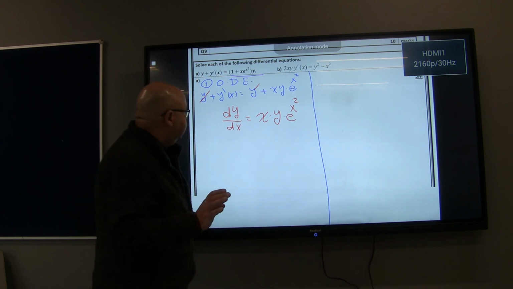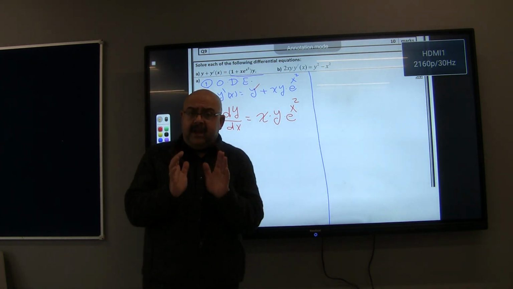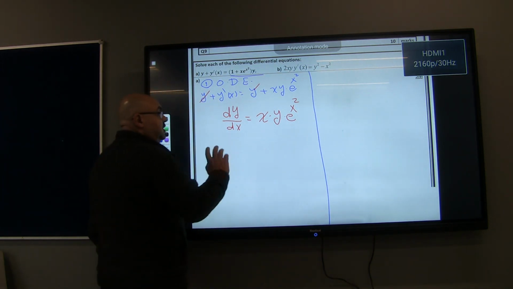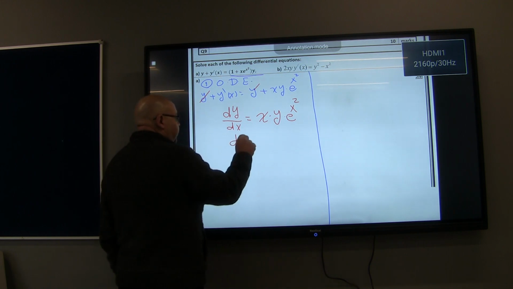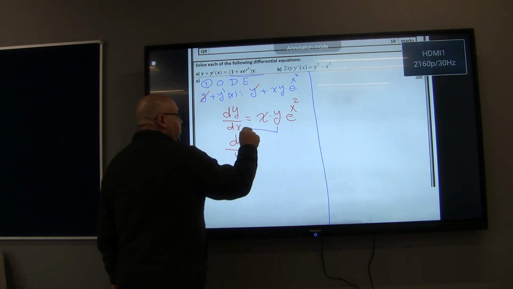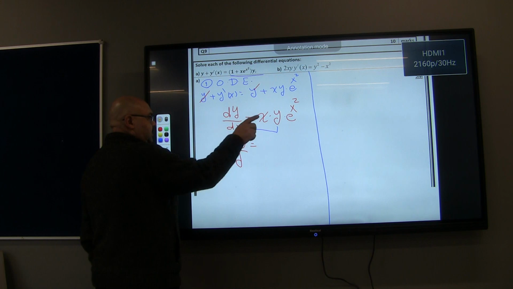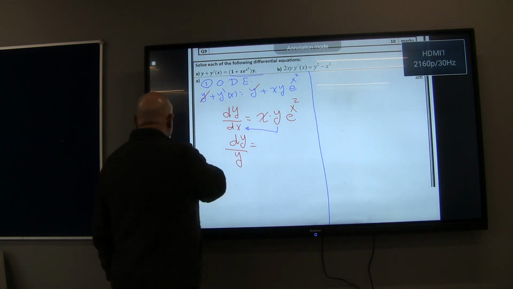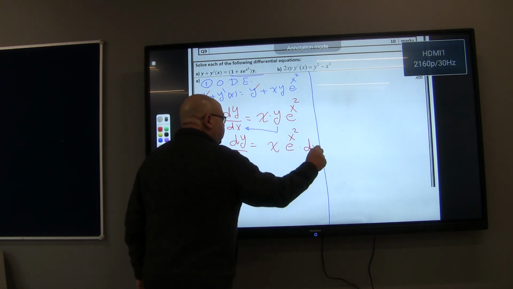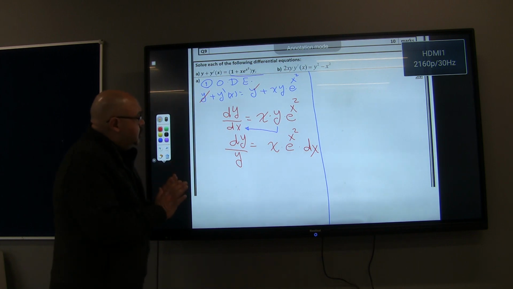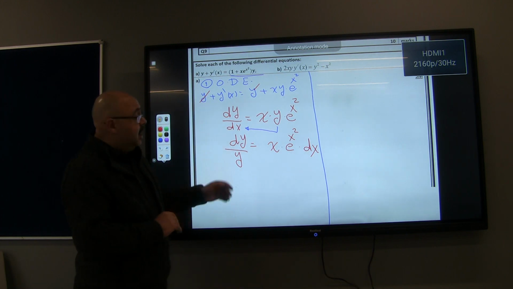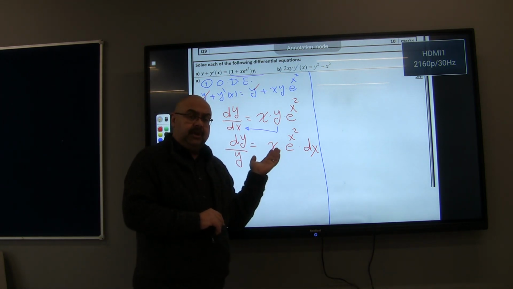So it's really very simple: try to separate all the x variables with dx and all the y variables with dy. Simply rearrange your problem, so you will end up having dy/y. I've just moved y from the right-hand side to the left-hand side, and multiplied both sides by dx. So you should have x times e to the power of x squared dx. Once you reach this point, you have a function in y times dy on one side, and on the other side a function in x times dx.